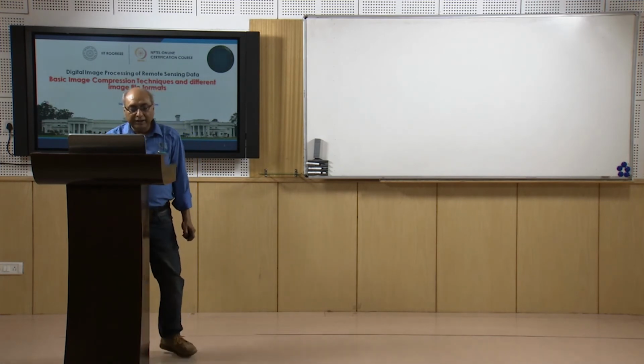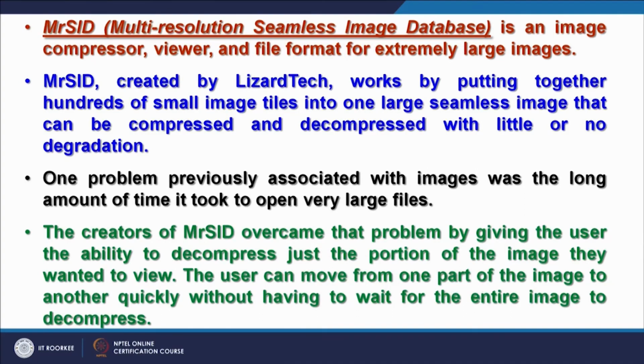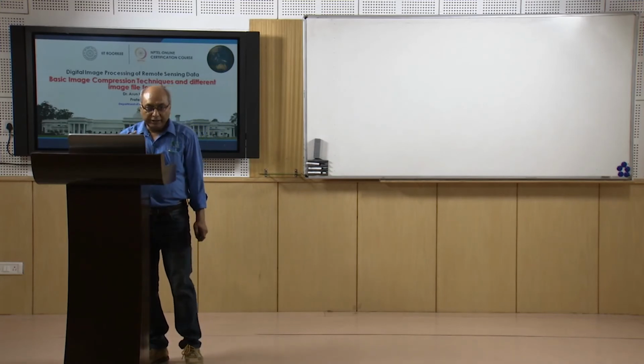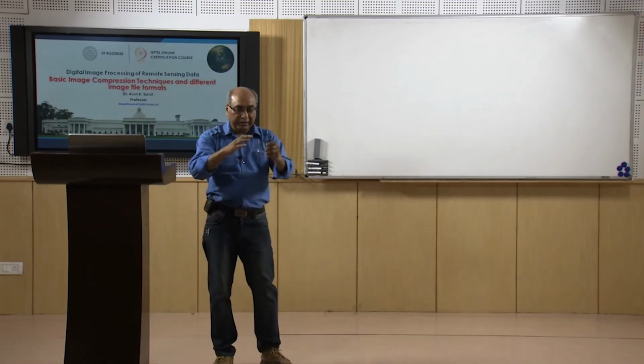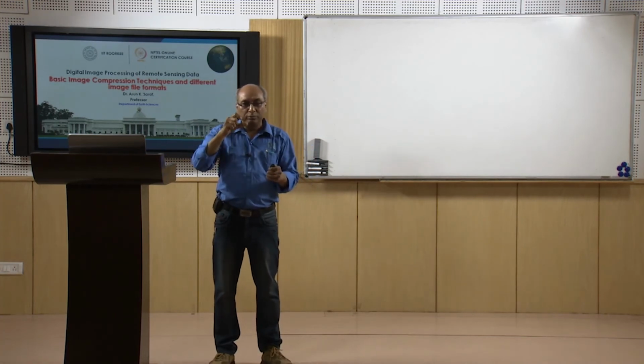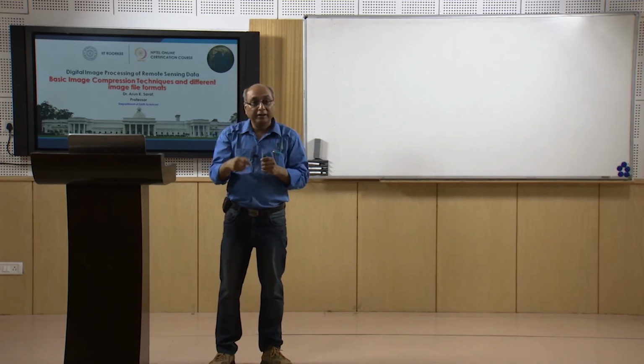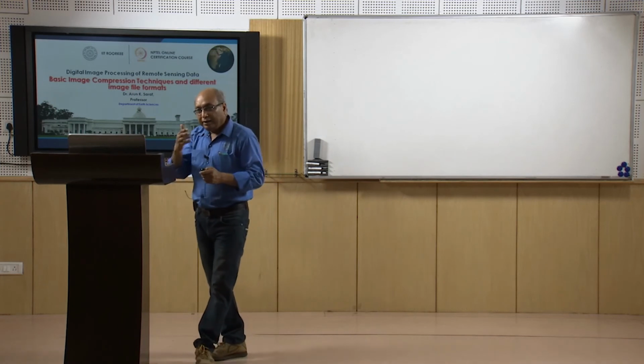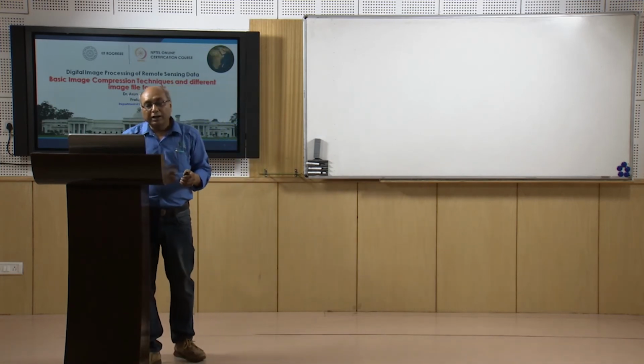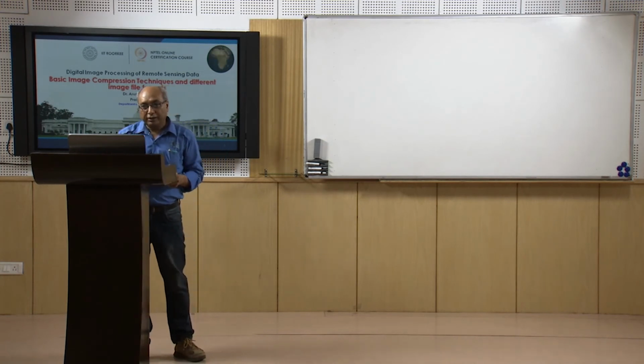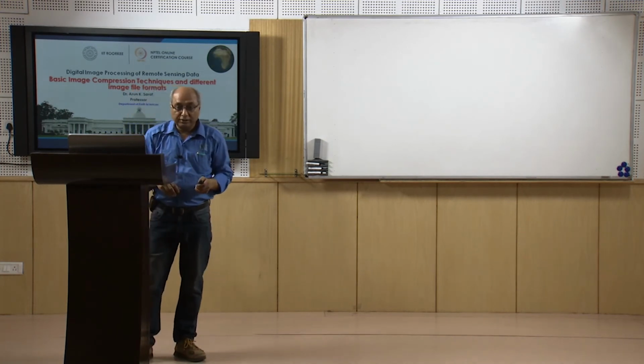So the creators of MrSID overcame that problem by giving the user the ability to decompress just the portion of the image they wanted. That is why it is called multi-resolution seamless image database. As you keep zooming an image, like in Google Earth, first we are looking over India, then we keep zooming, and then maybe Uttarakhand, maybe within Uttarakhand, Haridwar district, then Roorkee, IIT. As we keep zooming, we are going higher and higher in that kind of pyramid, and we are seeing multi-resolution images coming, and they have all been put in this MrSID format.